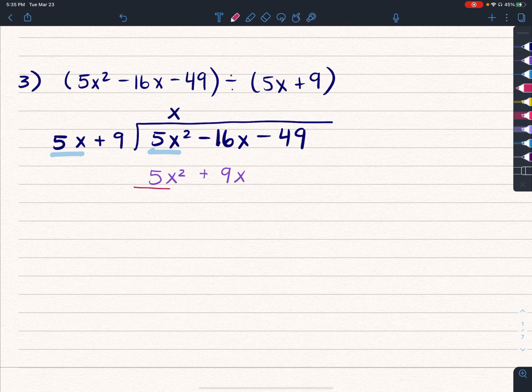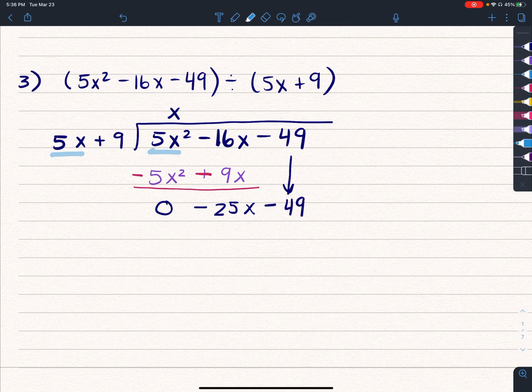Now we have to do our subtraction, so these signs are going to change. So 5x squared minus 5x squared, we get our 0. And now minus 16x minus 9x. That is going to give us minus 25x. And our negative 49 drops down.